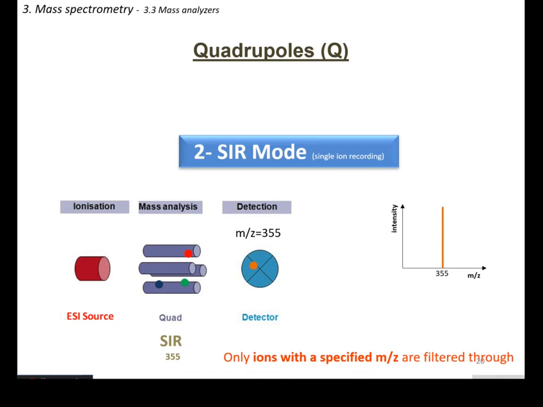So the interest of this mode is that you can focus on one particular compound, and it's very clean. It's much cleaner than the scan because you filter many ions. They never reach the detector, and so you have a filtration of the noise, and so there is less noise in this mode than in full scan mode.